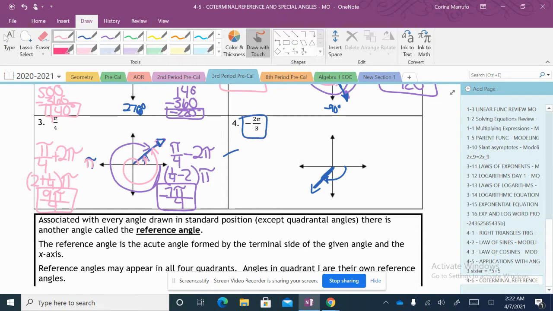So to find two coterminal angles, the first one, I'm going to take negative 2 pi over 3 and add one full rotation. I take that same angle, negative 2 pi over 3, and we subtract one full rotation, which would be 2 pi. Okay, so pretty much for these numbers, all you're doing is adding and subtracting either 360 if it's in degrees or 2 pi if it's in radians.